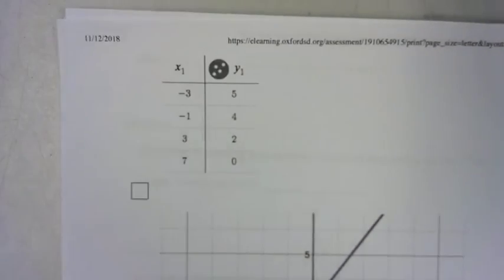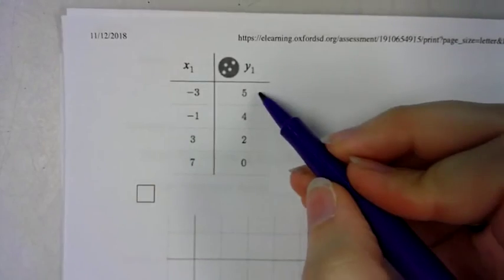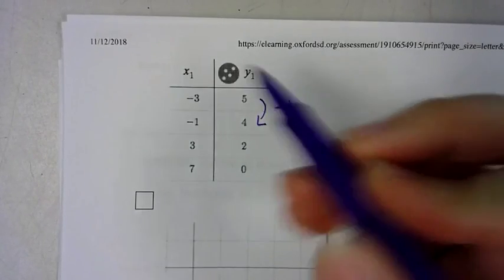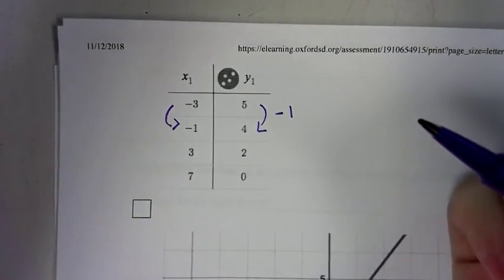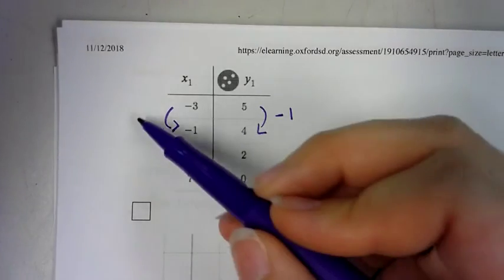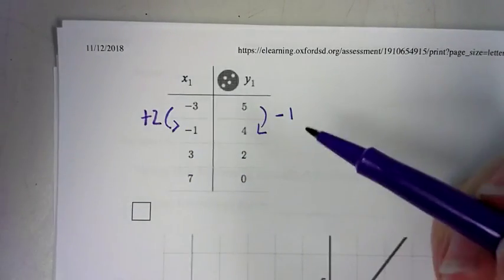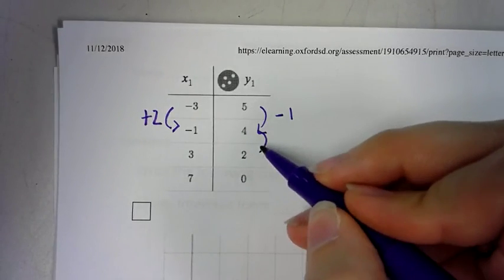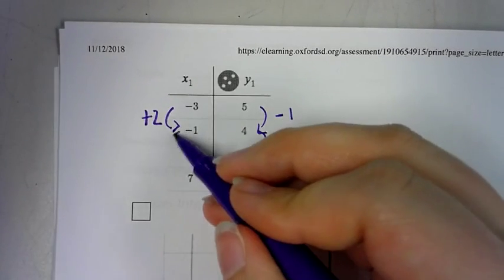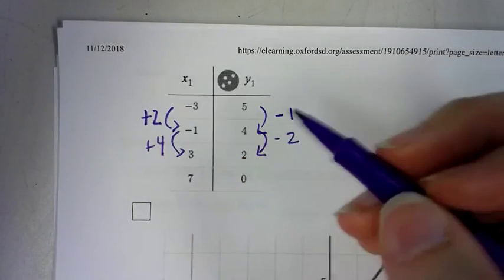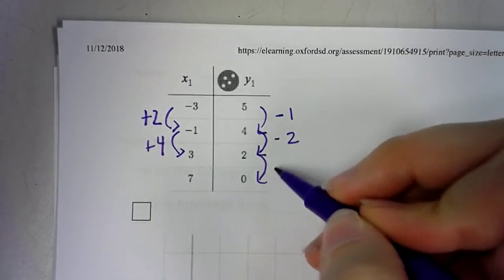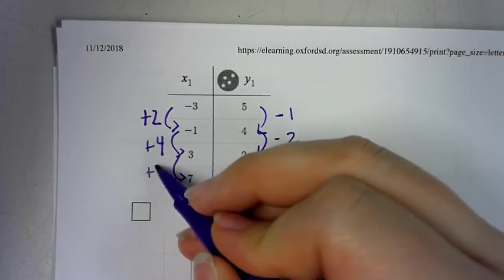And then to look at my other answer choices, the next one is a table. So to determine the slope for it, I would find the rate of change between every 2 points. So 5 minus 4 is minus 1. Negative 3 to negative 1 is plus 2 because it's going closer to 0. So 4 to 2 is down 2. 1 to 3 is up 4. And down 2 and up 4.